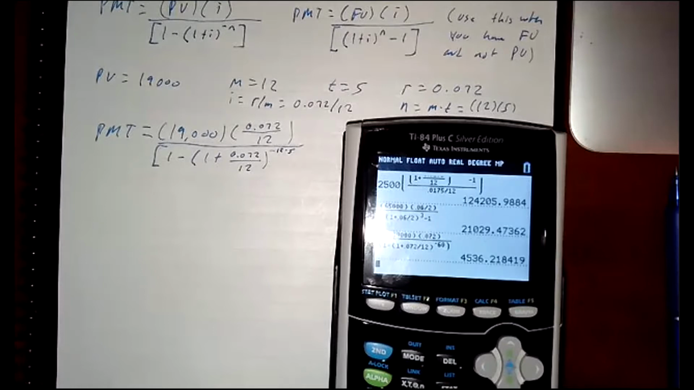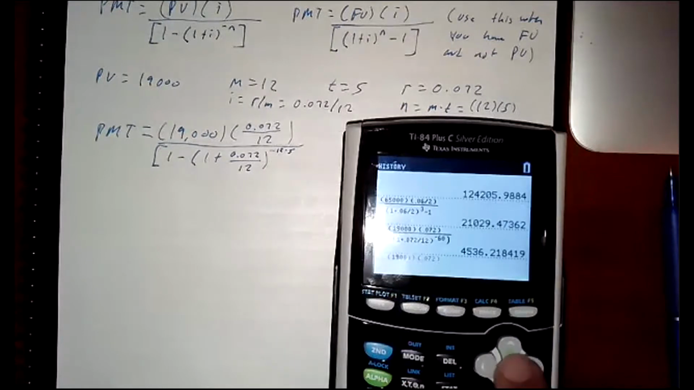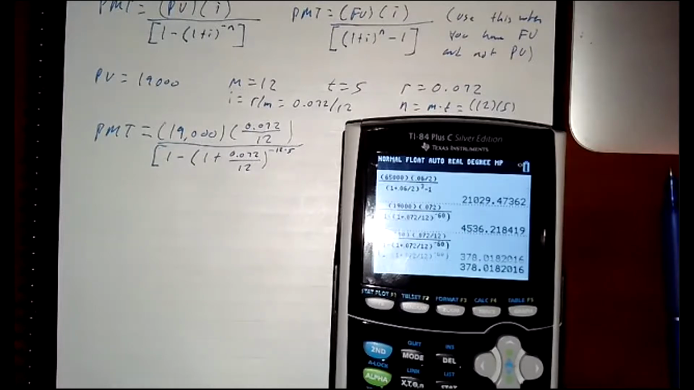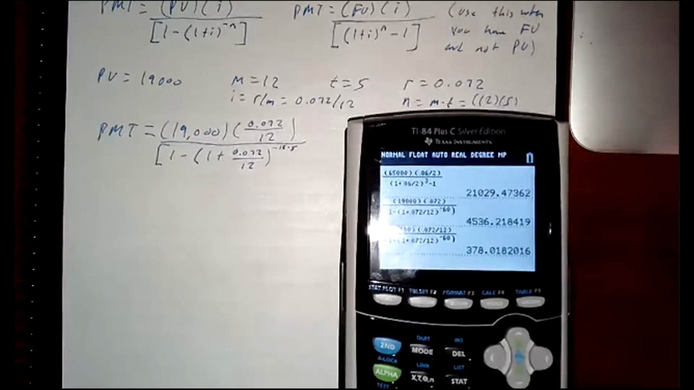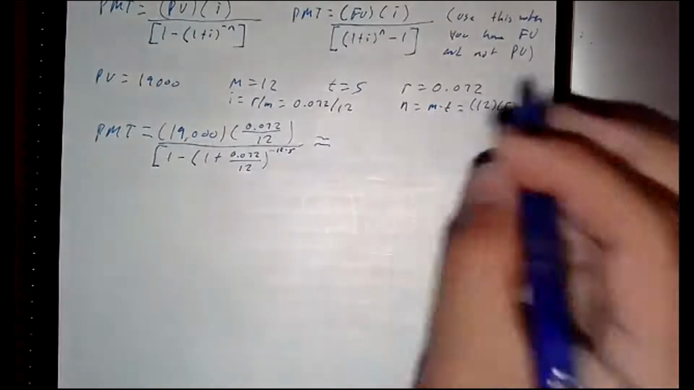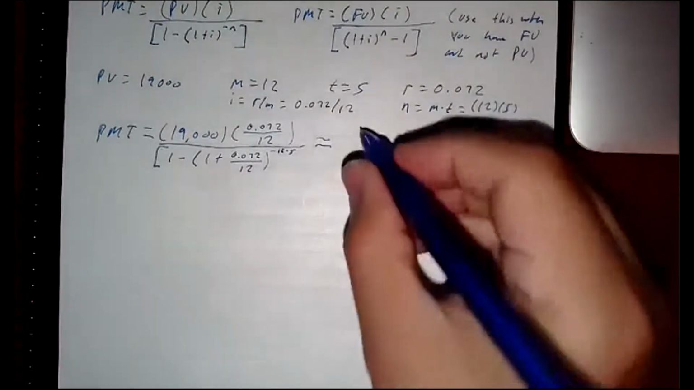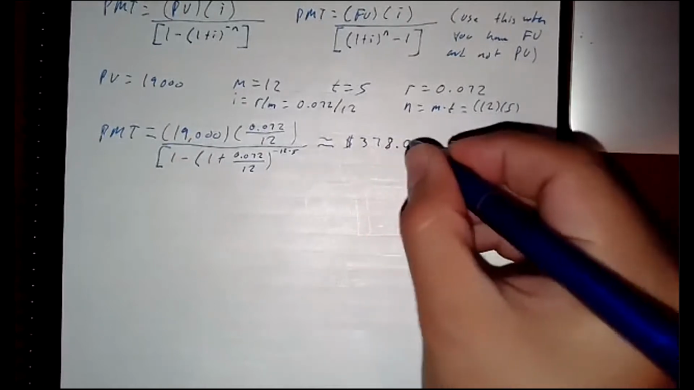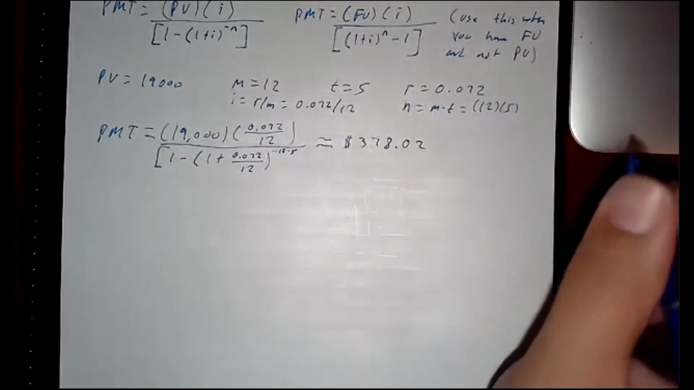Okay. See, this is right. Let's see. That's more reasonable. Paying $4,500 a month, it better be some sort of value, right? Makes sense. 378.02 is the payment. Okay.